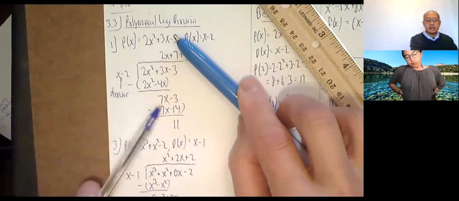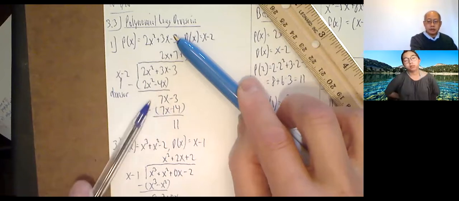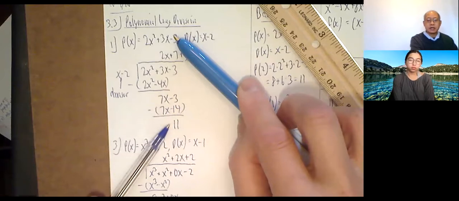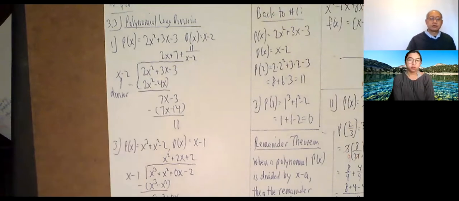Now 7 times the whole thing. 7 times x is 7x. 7 times negative 2 is negative 14. Subtract, negative parentheses. 7x minus 7x is nothing. Negative 3 minus a negative 14 is 11. So plus remainder over divisor. Okay.